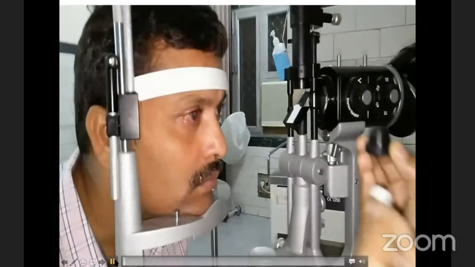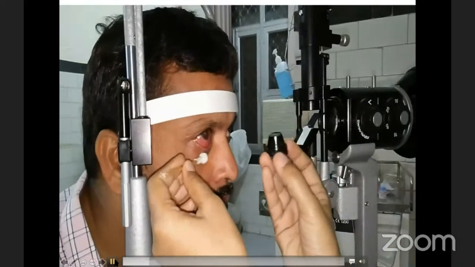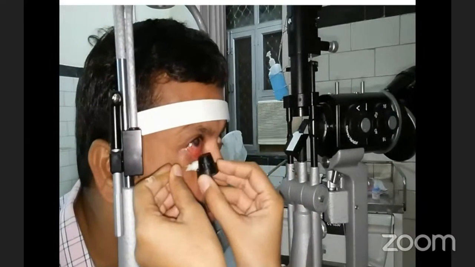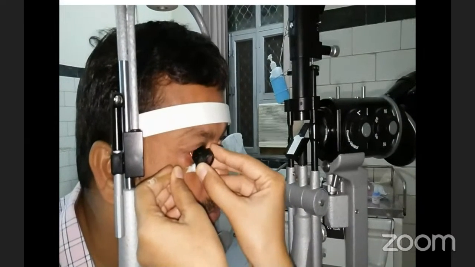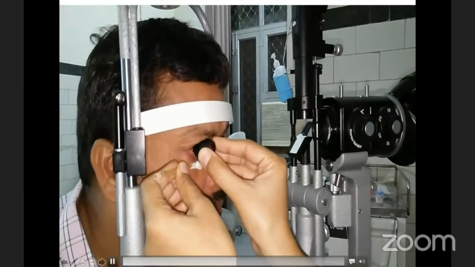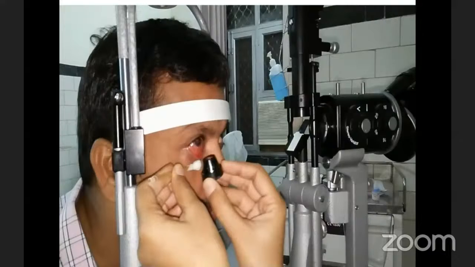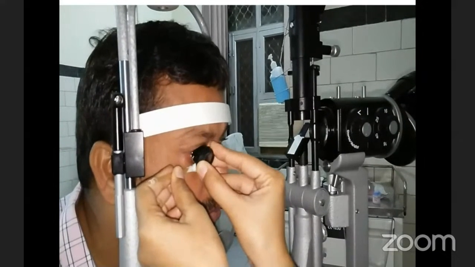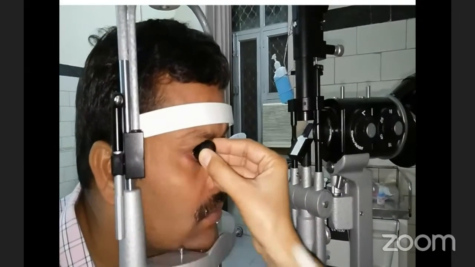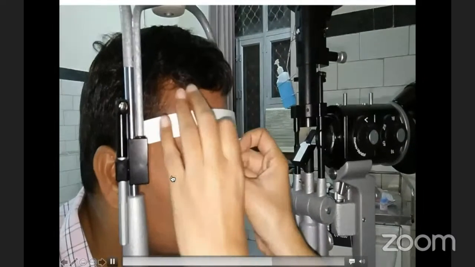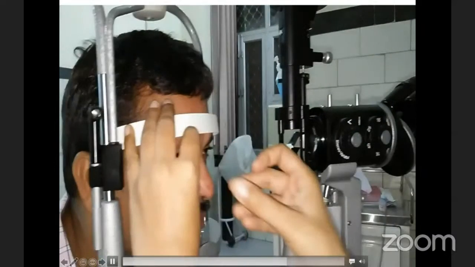So how to perform gonioscopy? You retract the lower lid with a cotton wisp or your finger and insert the gonioscope. This is ideally done in a dark room with a narrow slit which should not cross the pupil. So just withdraw the lower lid and insert. This is the Goldmann type gonioscope being used, and then you view the angle structures.